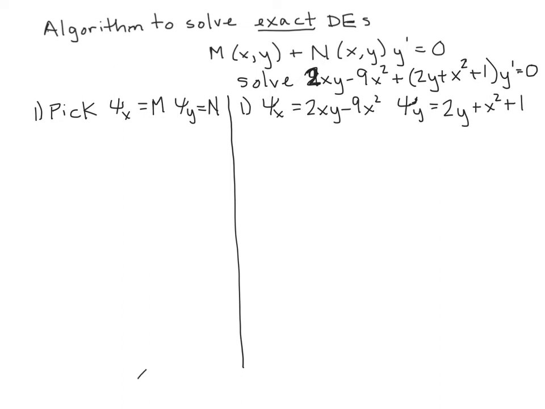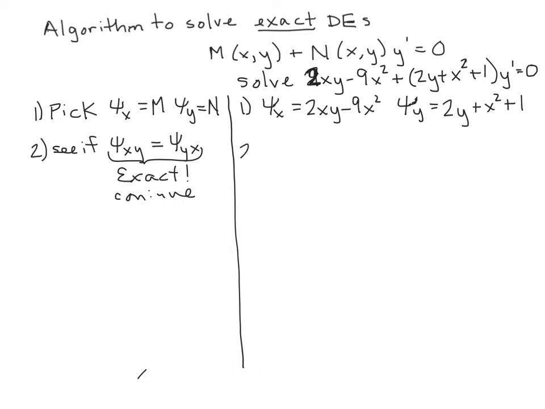So the second step here is we're going to show if this is exact. So what we want to do is take the M we picked and take its partial with respect to y, and we want to see if that is equal to the N and its partial with respect to x. Now really, if these are equal, then it means the differential is exact, and we can continue.